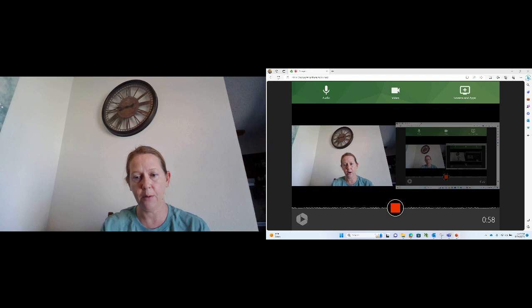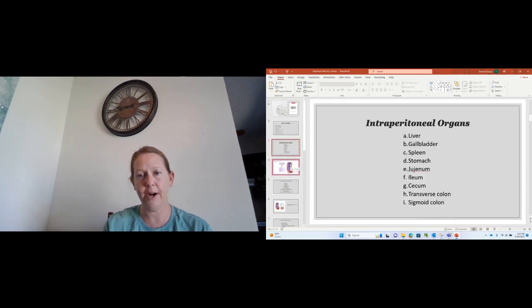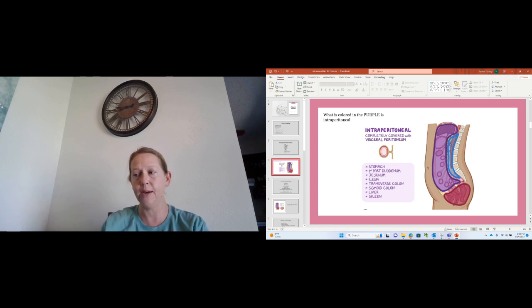So let me show you the PowerPoint. Outline. Intraperitoneal organs. We have the liver, the gallbladder, the spleen, the stomach, the jejunum, ileum, cecum, the transverse colon, and the sigmoid colon. So everything that is here shaded in purple, it is pretty much all the anterior organs are in the intraperitoneal cavity.